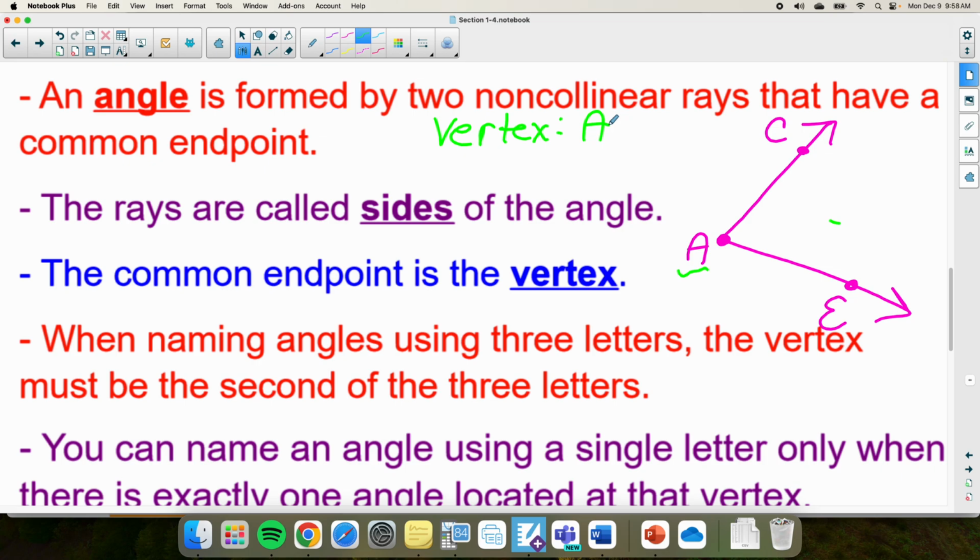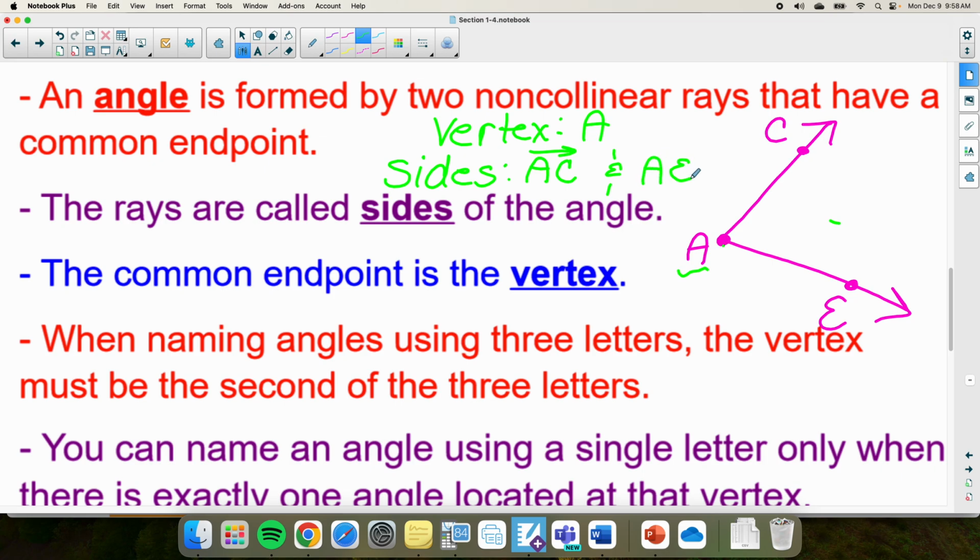Then they're going to ask you, what are the sides of the angles? The sides of your angles are going to be the two individual rays, and you're going to write them as rays. So if I was writing this ray, would I name it as ray AC or ray CA? AC, very good. And then if I was naming this one, do you get that A would have to come first again, and it would be AE.